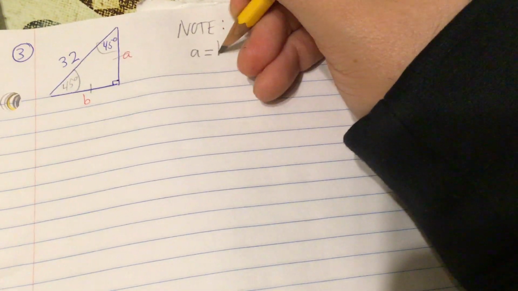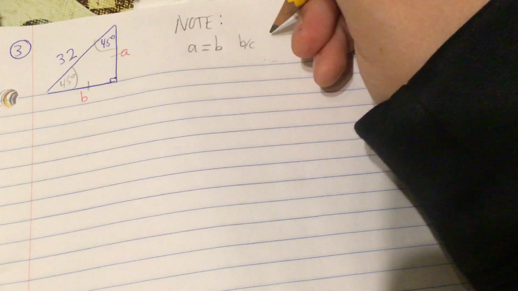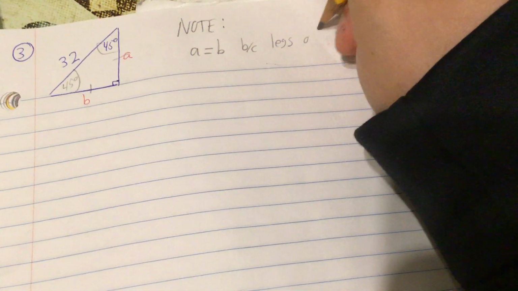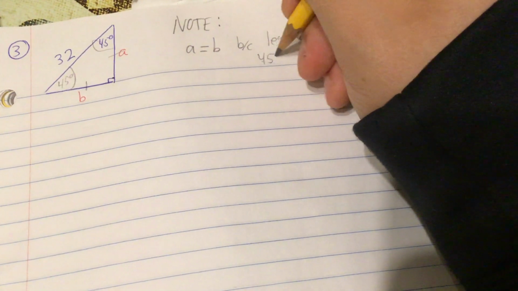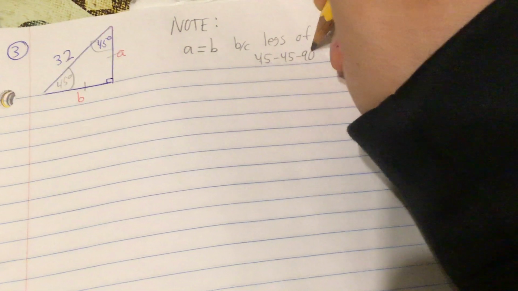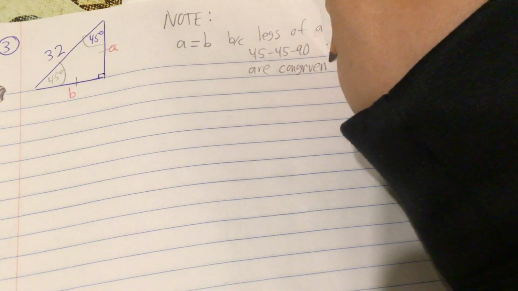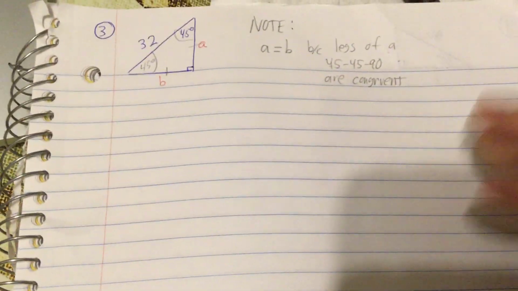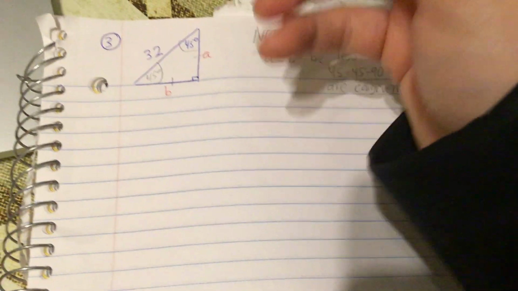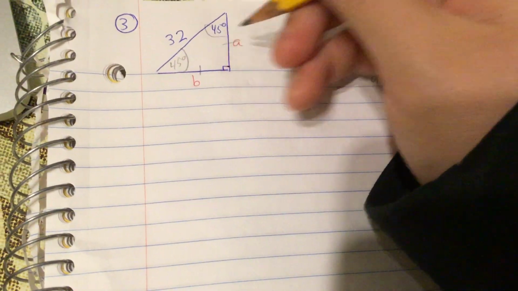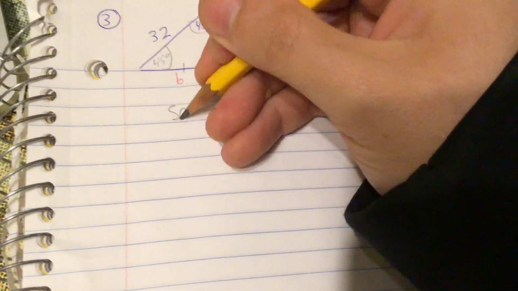A is equal to B because the legs of a 45, 45, 90 are congruent. Okay, so let's just say I solve for A. I'm done, basically. Or you know what? Let's just say I solve for b.